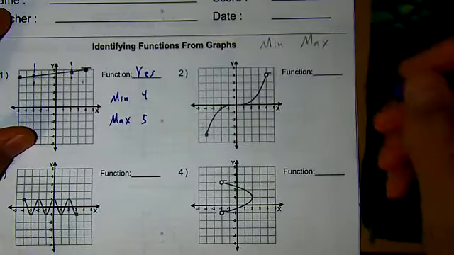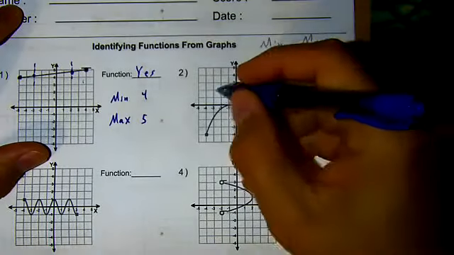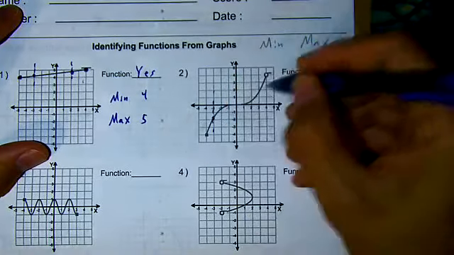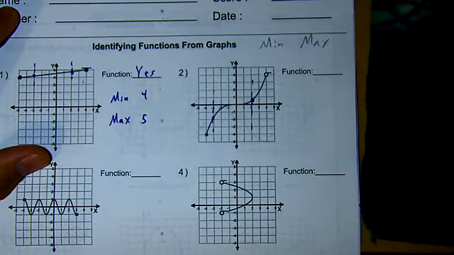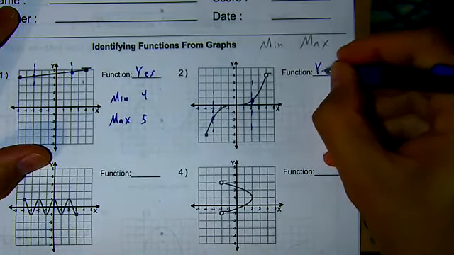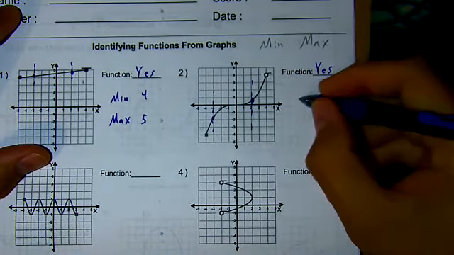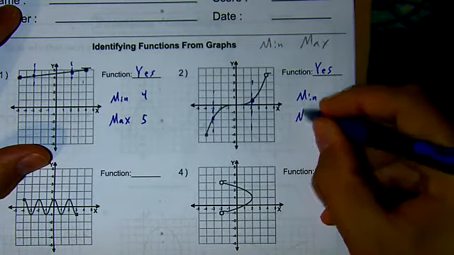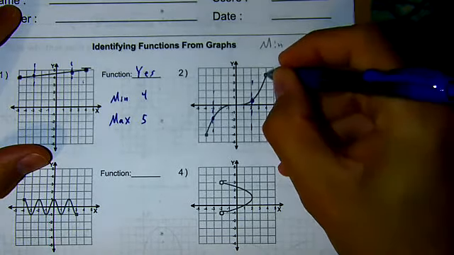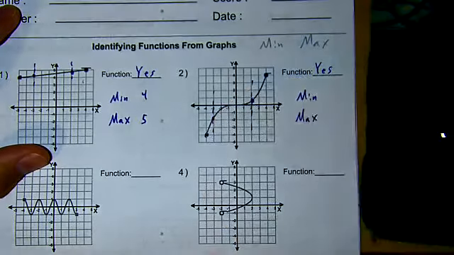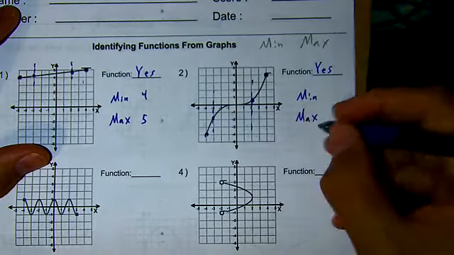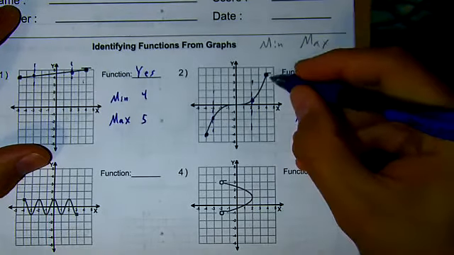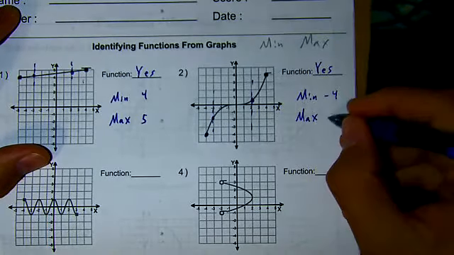Number 2, is this a function? Well, you can test it anywhere you want, and it only crosses one time. So that's a yes. What's the minimum and maximum? Here's your minimum. Tells you it's a -4. Here's your maximum, +4.